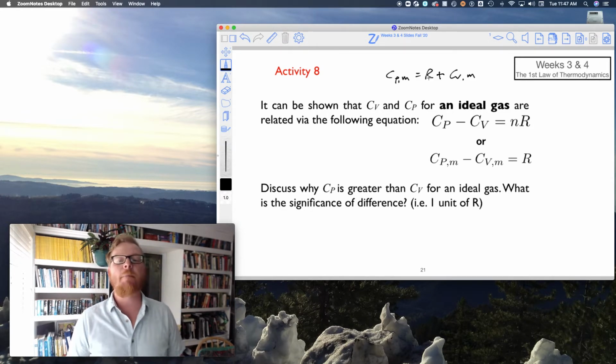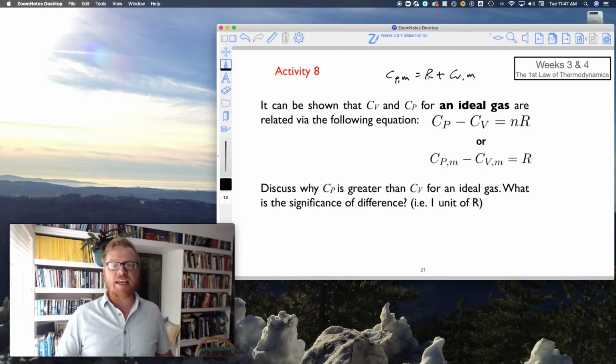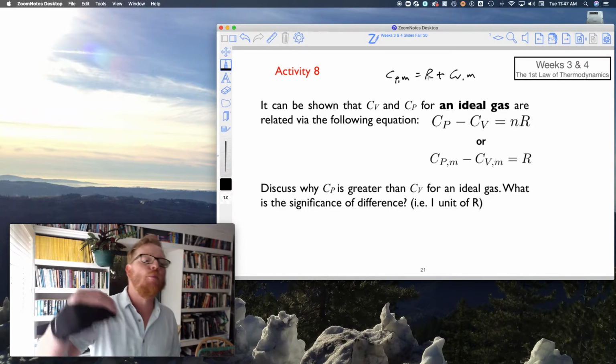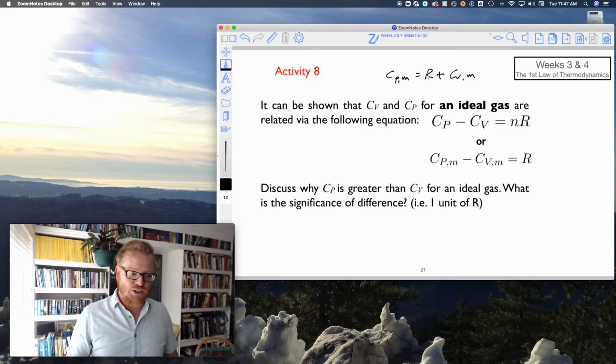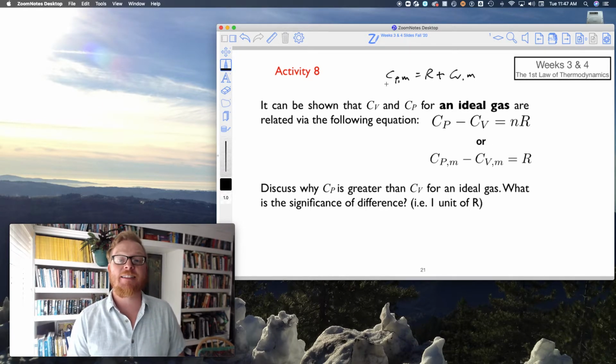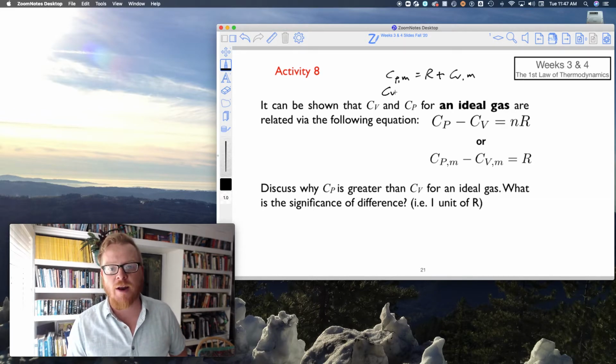Okay, so that means CP is greater than CV because if you're allowing that system to expand, you have to be pumping more heat into it to fuel that expansion. Okay, so hopefully that makes sense. So conversely, CV is less than CP, right? So I could write CVm equals CPm, of course, minus R.